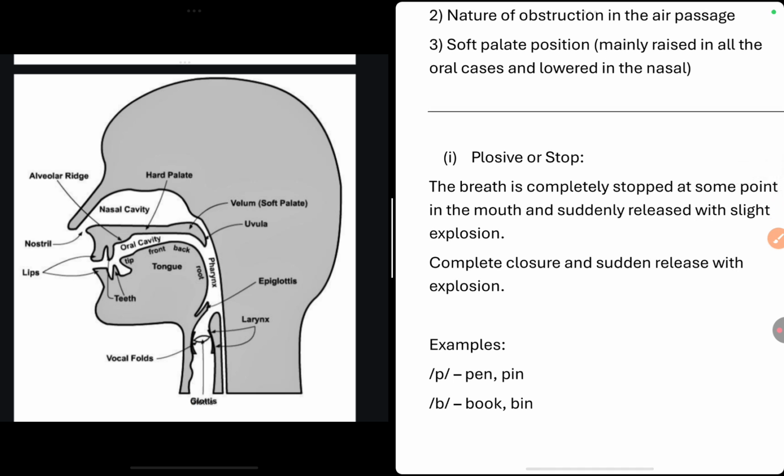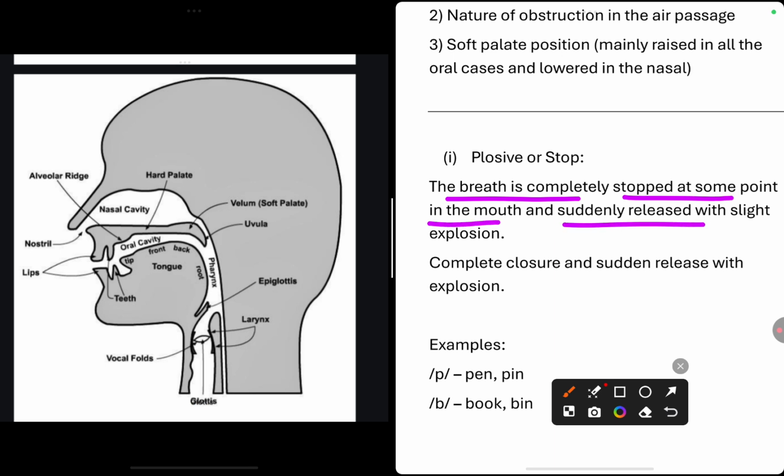So what type of manner of articulation? There are some categories. You can see here: plosive or stop. Plosive or stop means breath is completely stopped at some point in the mouth and suddenly released with a slight explosion. Means here it will be stopped for some time and then it will be allowed to pass through explosion.